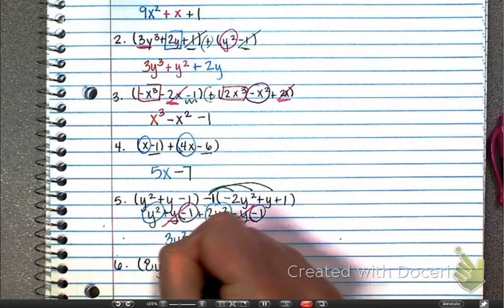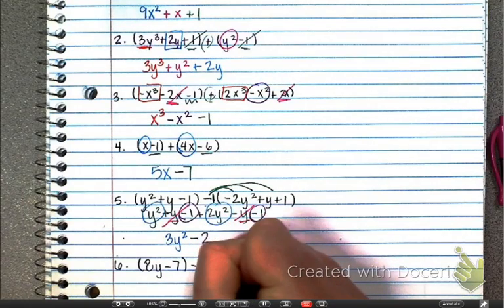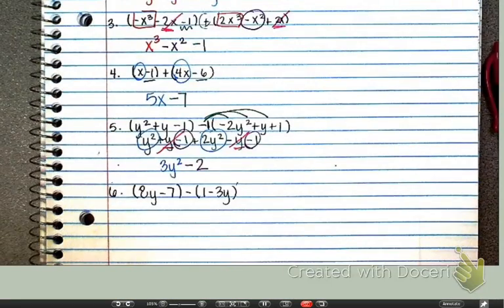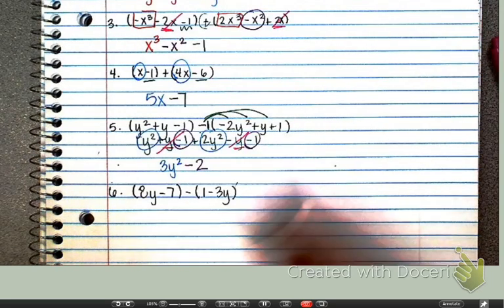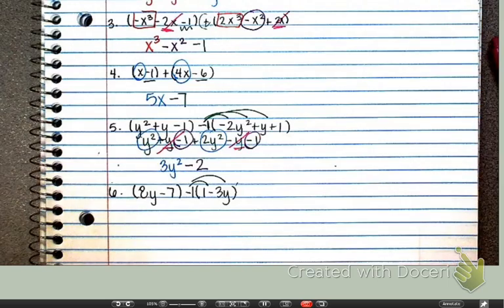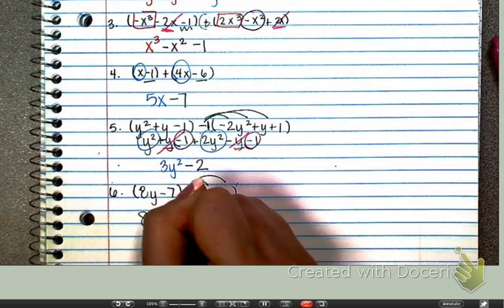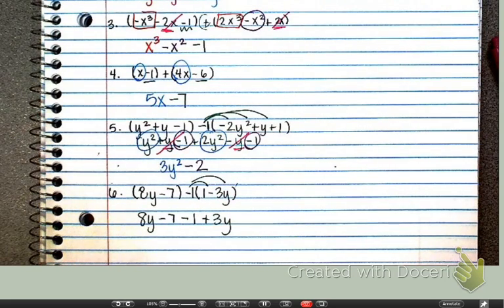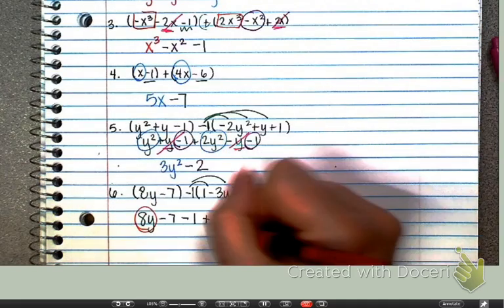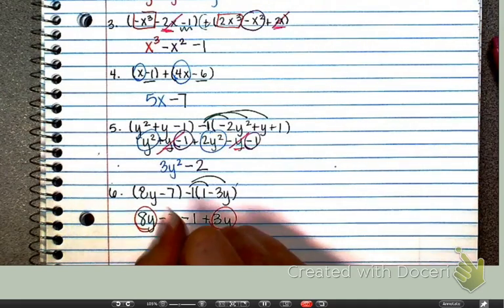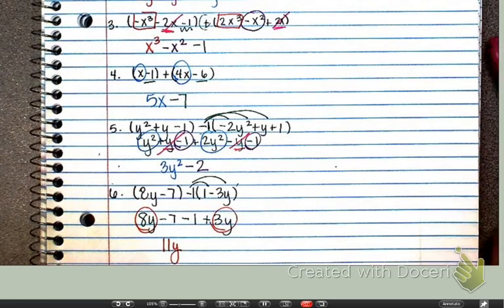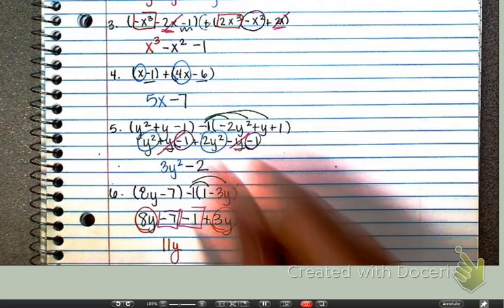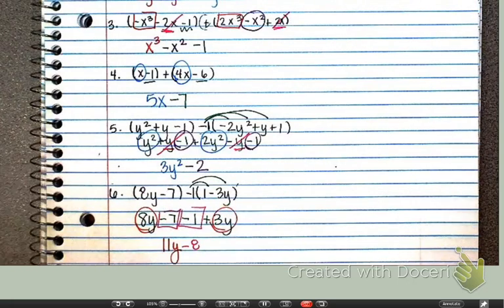Let's try one more together. And then I'm going to give you two to try on your own. So again, before we can do anything, we have to distribute this negative 1 to both terms. So I'm going to rewrite 8y minus 7, and I now have negative 1 plus 3y when I distribute that negative 1. When I combine like terms, 8y plus 3y is 11y, and negative 7 minus 1 gives me a negative 8.